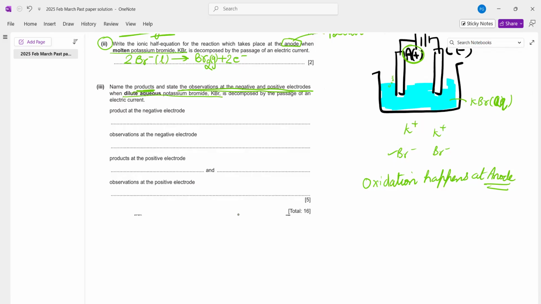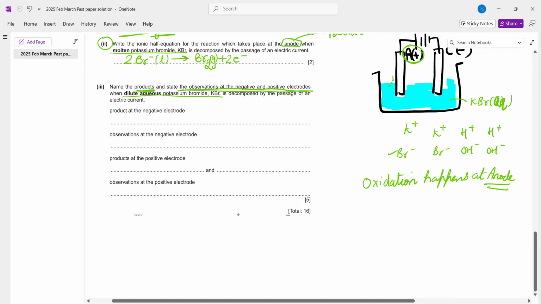So we should make note that this time H plus and OH minus ions will also be there in the mixture because it's aqueous, KBr in water. So K plus and Br minus, H plus and OH minus. So they want us to talk about the negative electrode first. So let's talk about that. At the negative electrode, which of the ions will go?